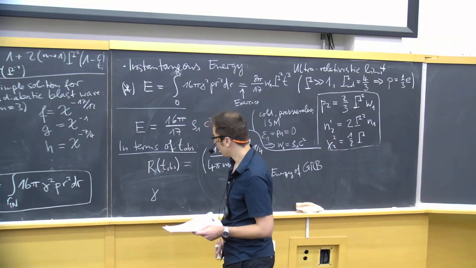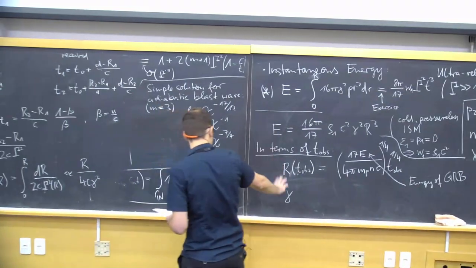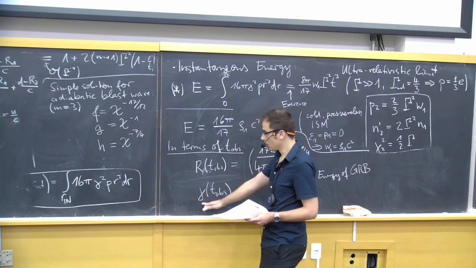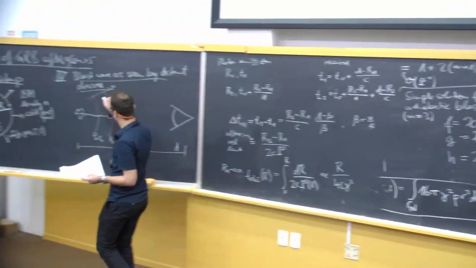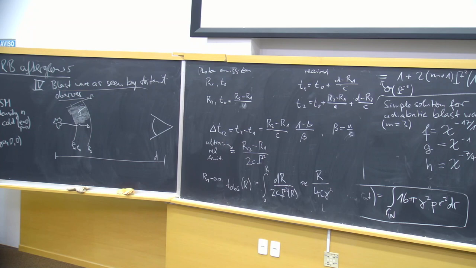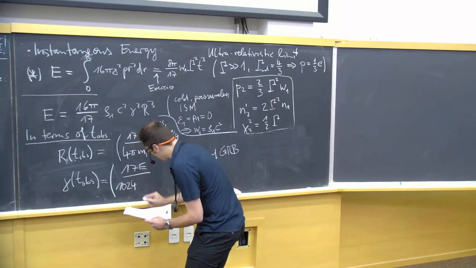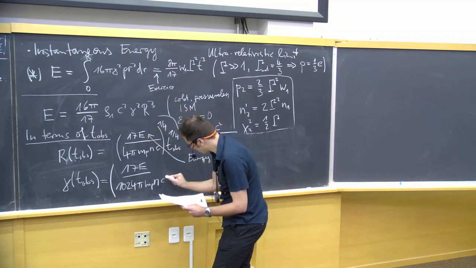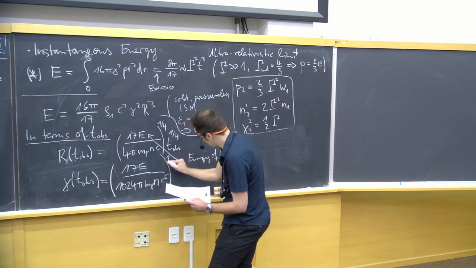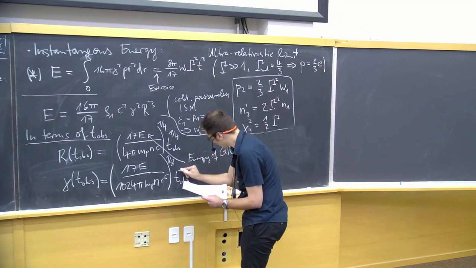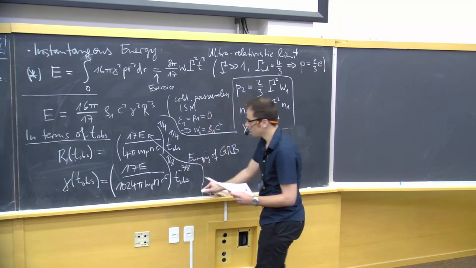And using this expression in here and just solving for the Lorentz factor instead of the shock radius, the observer will see the material behind the shock front, this material here, moving with a Lorentz factor given by 17E over 1024 pi. Again, proton mass, number density of hydrogen atoms, we have c to the power of 5, and then scaling with observing time to the power of minus 3 over 8. So these are very useful scalings.